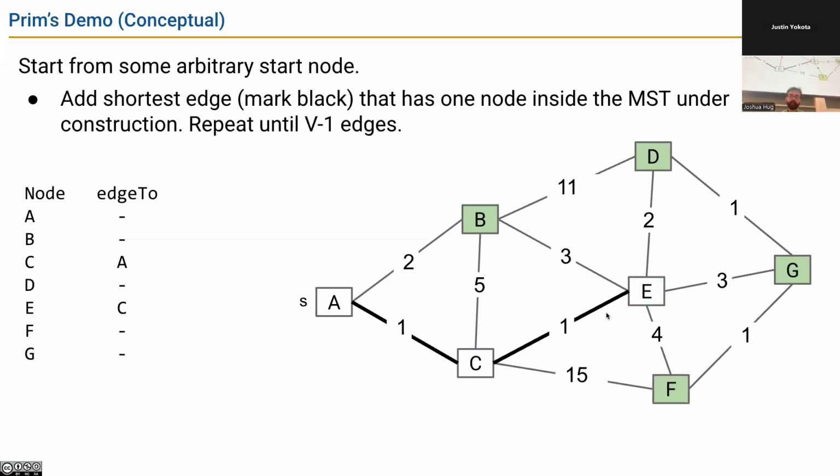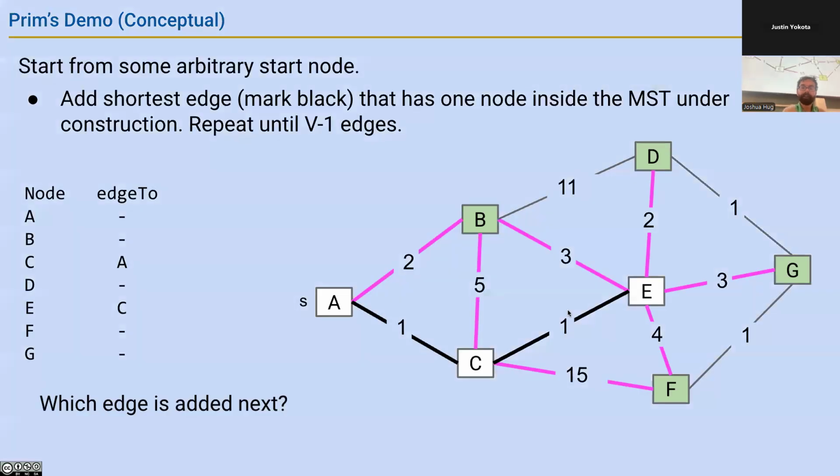Okay. All right. How do we know this right here is part of the minimum spanning tree for the whole graph? That's the cut property. This is the white side of the cut. This is the green side. So we know it has to be part of the minimum spanning tree if we trust that proof. Now we're going to consider a bunch of edges. Which one gets added next?